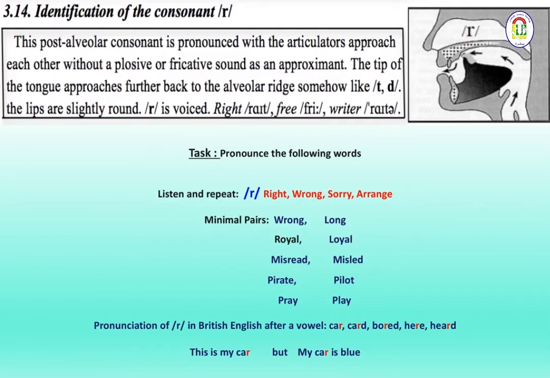The pronunciation of r in British English after a vowel. The r is not pronounced in British English. This accent is called non-rhotic because the r is not pronounced after a vowel, like in car, card, boat, hear, and heard. The r is pronounced in British English only when it comes at the beginning of a word or between two vowels, like in "this is my car, but my car is blue." So when the r is between two vowels, it is pronounced. In the American accent, the r is pronounced all the time, and it is called the rhotic accent.